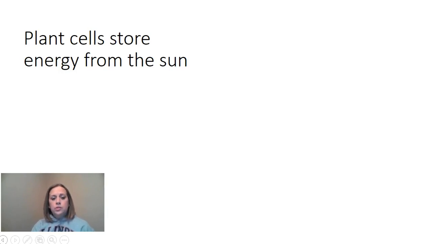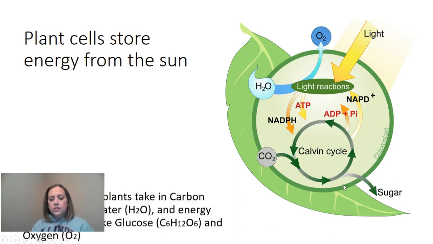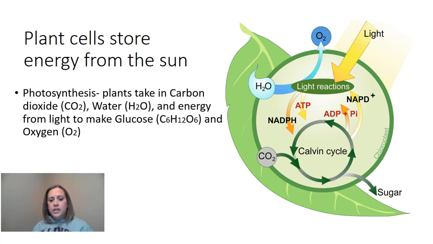Plant cells are able to store energy from the sun. We're looking at a diagram here of a leaf, and we're zooming in to look at the chloroplast inside of a cell inside this leaf. With photosynthesis, plants need to take in carbon dioxide, which is CO2, water, which is H2O, and energy from sunlight. When they have those three things within a chloroplast, they are able to make glucose, or sugar, which is C6H12O6, and they're also able to release oxygen.